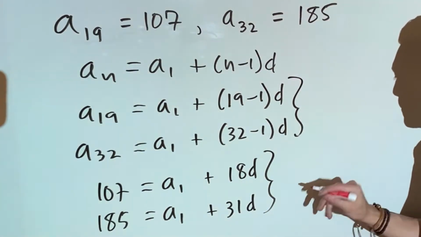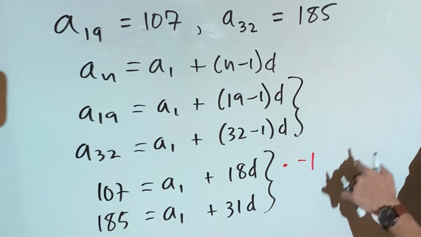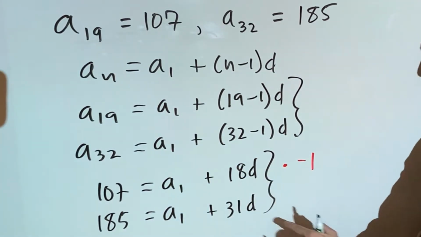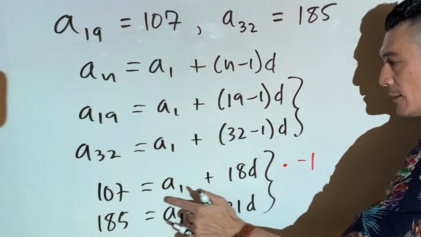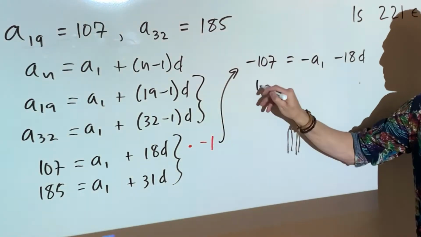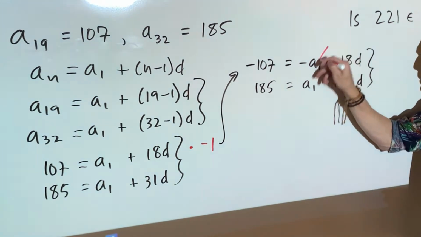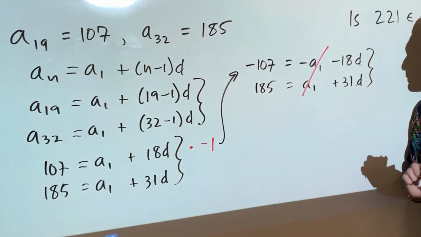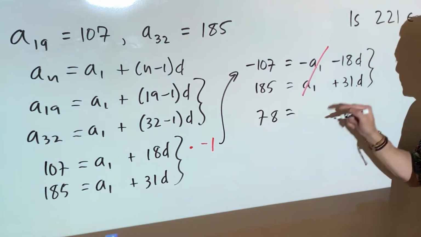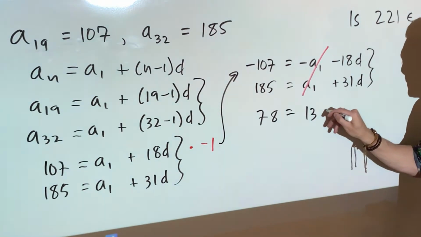So what I'm going to do is multiply the top equation or the bottom, it doesn't matter, by -1. Or I could just subtract the equations however you want. I'm just going to multiply the first equation by -1, all pieces by -1. Now the reason that I did this is because now I have the ability to eliminate the A's, right? They go away. And subtract these, that should be 78 equals 31 minus 18 is 13.